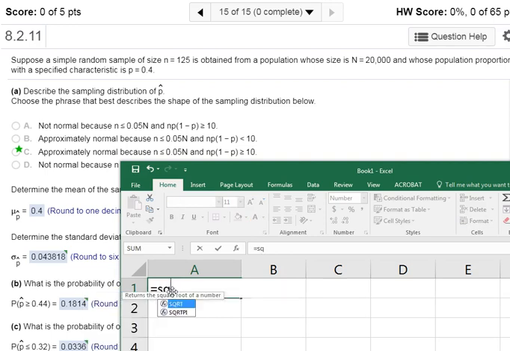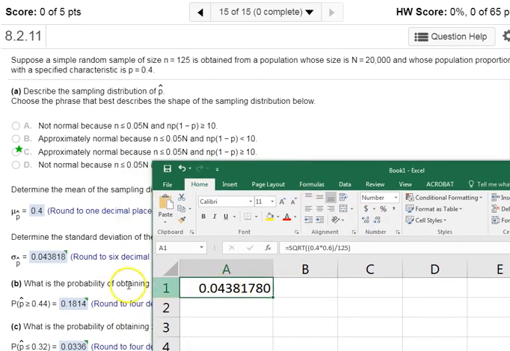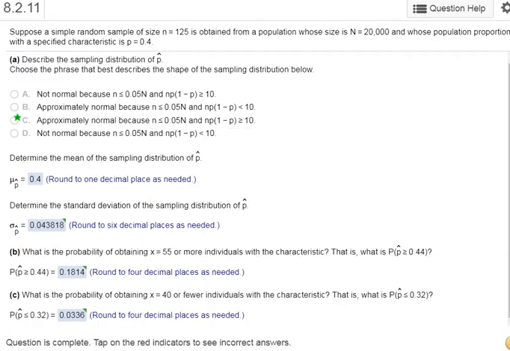So I'll do that in Excel. We want the square root, and on top we do the population proportion multiplied by 1 minus that. So 1 minus 0.4 is 0.6. Take that entire result there and divide by your sample size, which in this case is 125. And when you do that, you get back the standard deviation. Make sure you have the correct number of decimal points that you round to, and enter that for your answer.